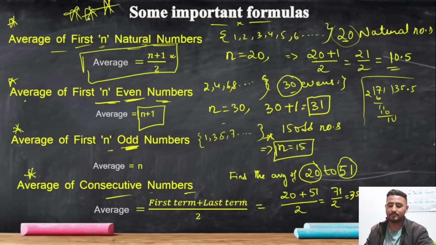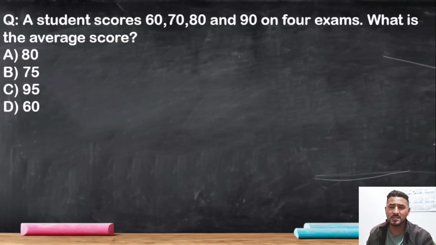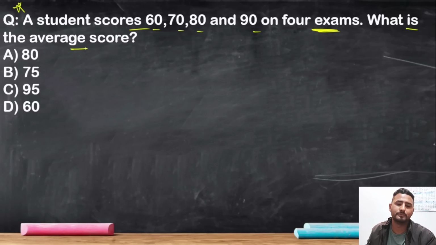Okay, so let's now see some questions from average. This is a very small topic if we talk about our state, but in the case of central exams it is very vast. Whatever is important for the exam, that is what we will look at. Let's take a question, try to do it yourself. It is easy. A student scores 60, 70, 80 and 90 on 4 exams. What is the average score?